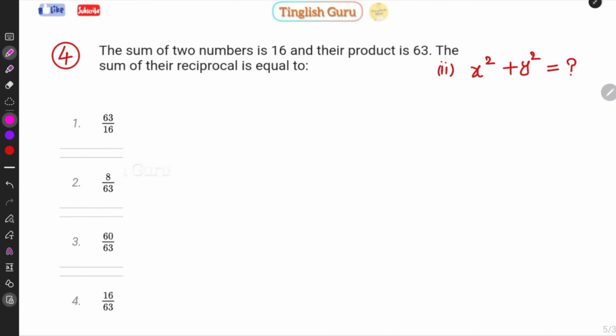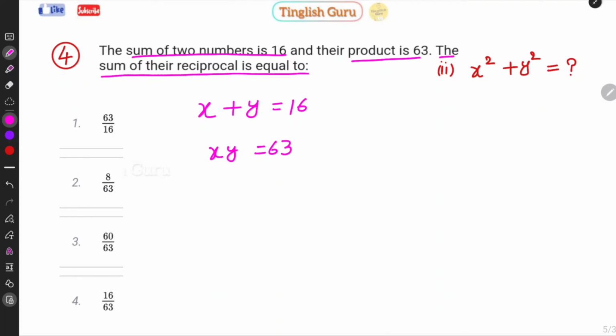Next bit. Here it is given that the sum of two numbers is 16. So let those numbers be x and y. Therefore x plus y is equal to 16 and their product is 63. x into y is equal to 63. And what we have to find? We have to find the sum of their reciprocals. Reciprocal means 1 by x, 1 by y, and we are asked to find the sum. So 1 by x plus 1 by y value we have to find.